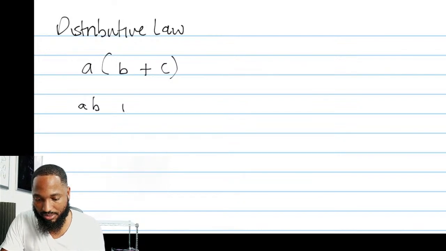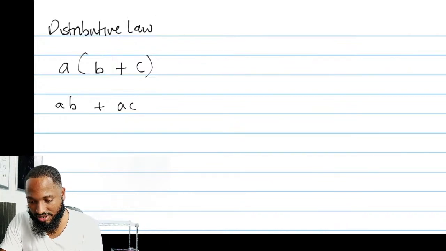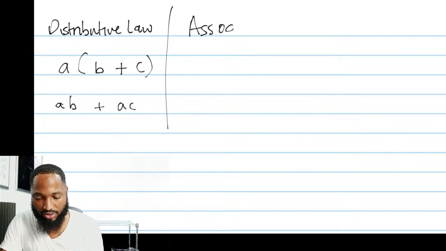AB plus AC, right? What are the other two laws? What are the other two laws, people? So we have the associative law. What else we have?